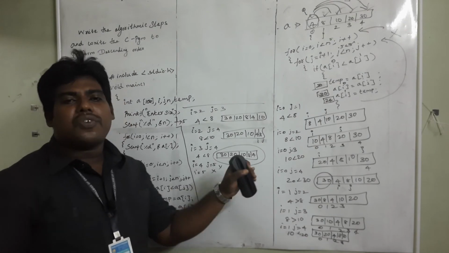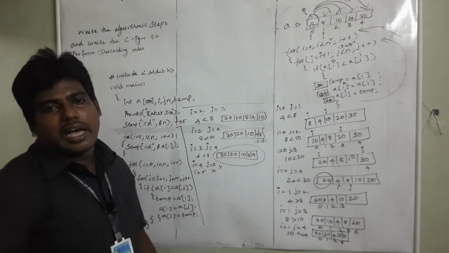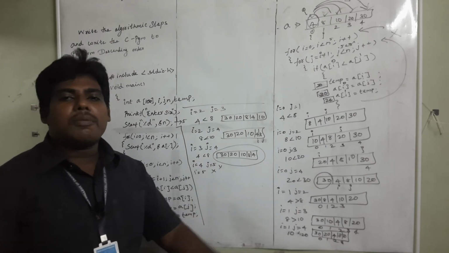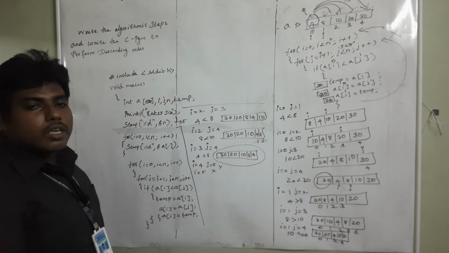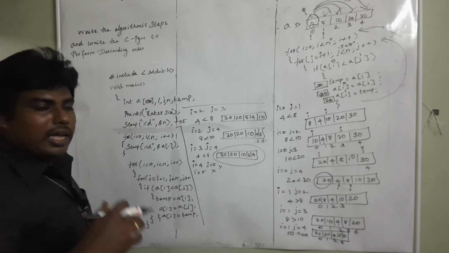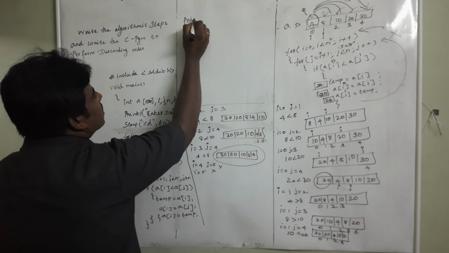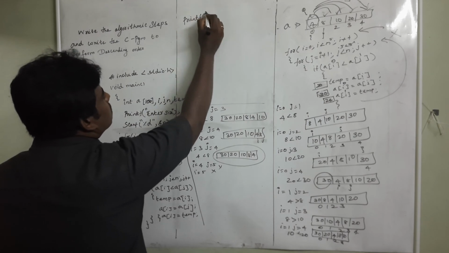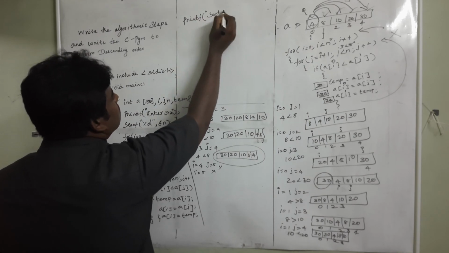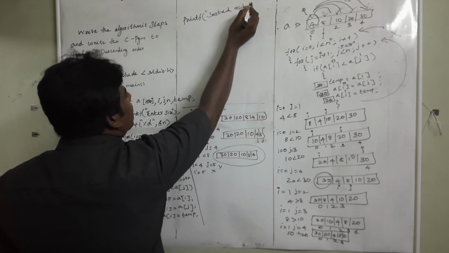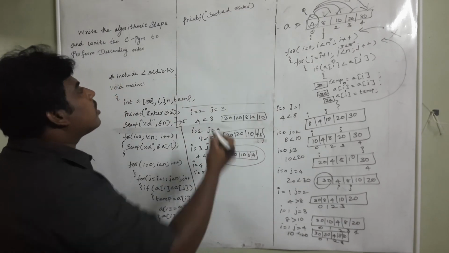Now you have the final list. I want to print this array. Again I can't print all the elements at a time. So again I want to use a for loop. So print the notification here, printf sorted array or descending order. Anything you can write. So in the output screen it will be displayed.